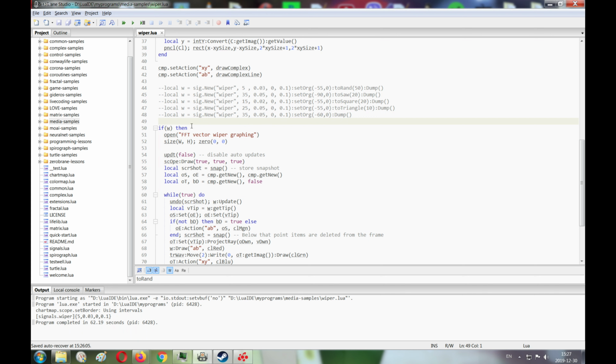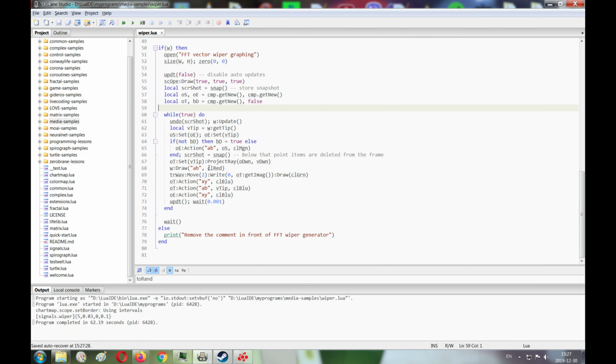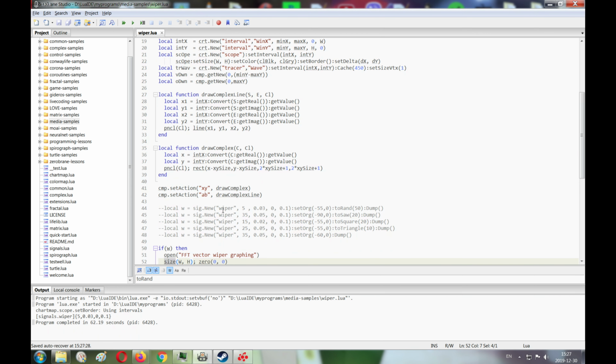I hope you guys like my signal term plotter. I hope you also like my object-oriented way of doing this.